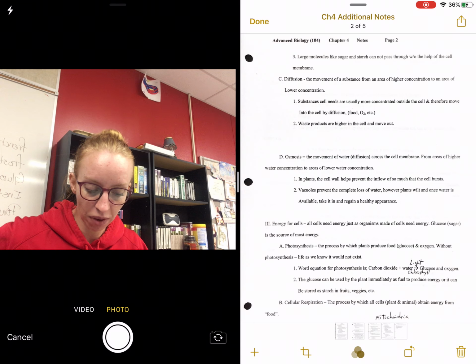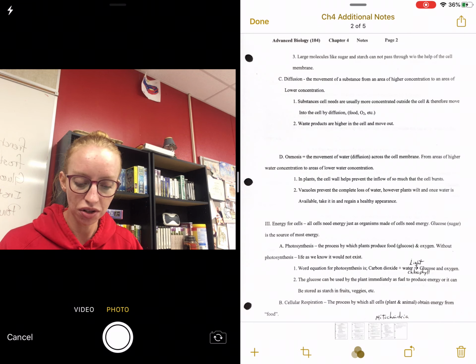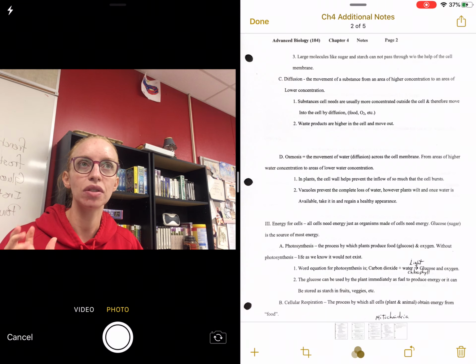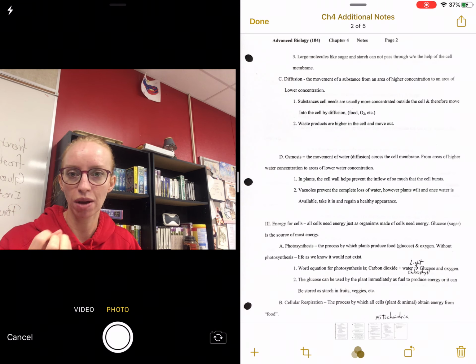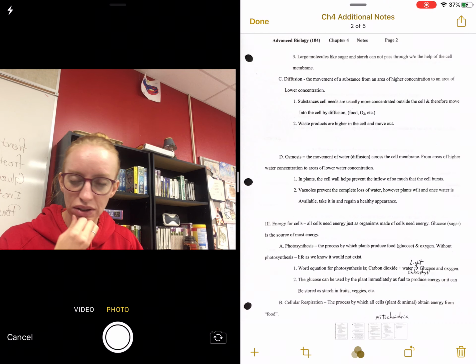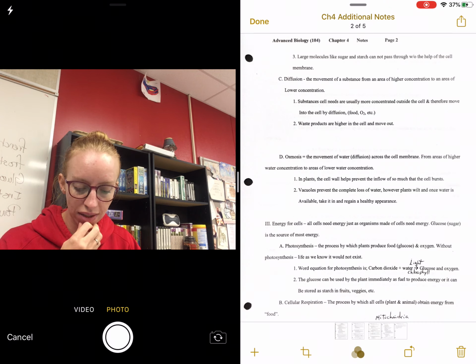And the glucose can be used by the plant immediately as fuel to produce energy, or it can be stored, and it's stored in fruits. And again, veggies are the roots, stems, and leaves, and fruits are the ripened ovary typically. So that's where it would store those carbohydrates.